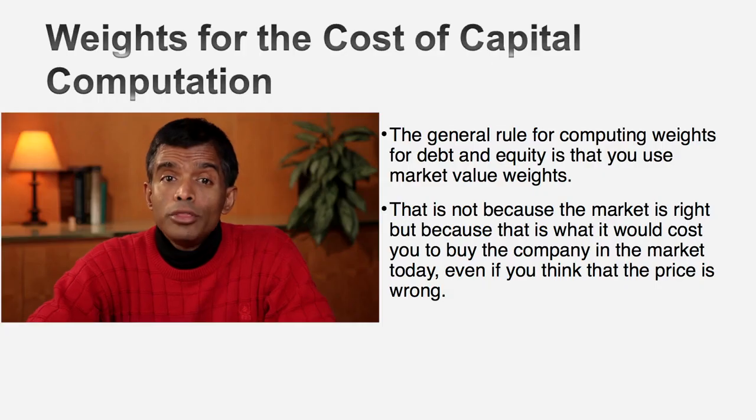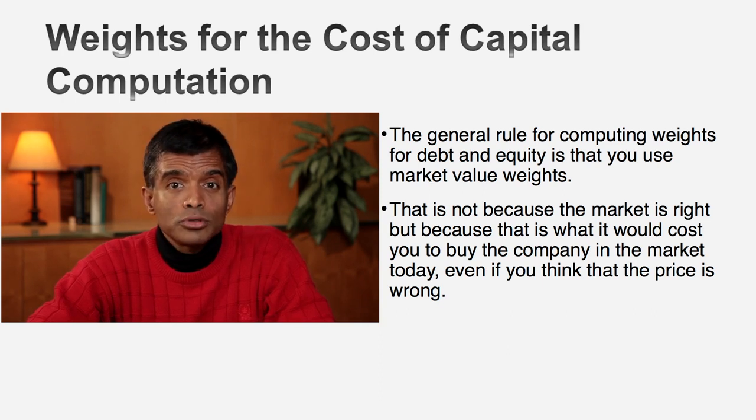So now that we have a cost of equity and a cost of debt for a company, we've got to bring them together in an overall cost of capital. And to make that estimate, we need weights for equity and weights for debt. Those weights, if you're doing valuation, should be market value weights. As opposed to what? As opposed to book value weights. Why market value weights? It's not because we assume that the market is right. That's not the right rationale.